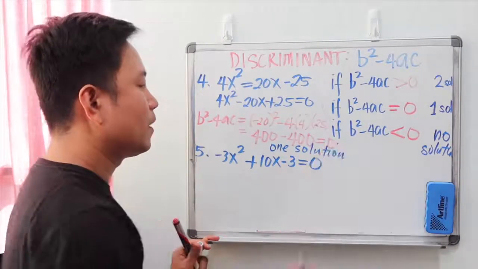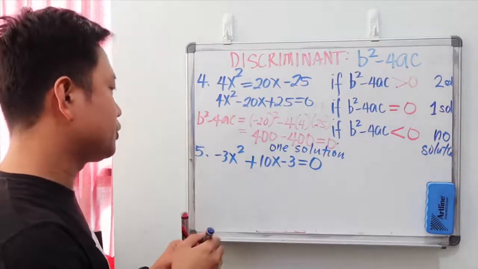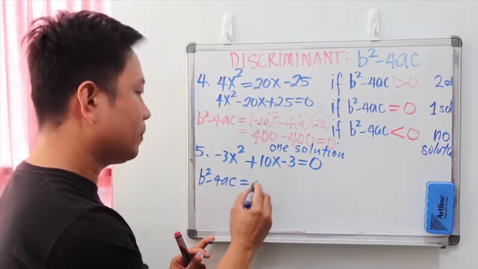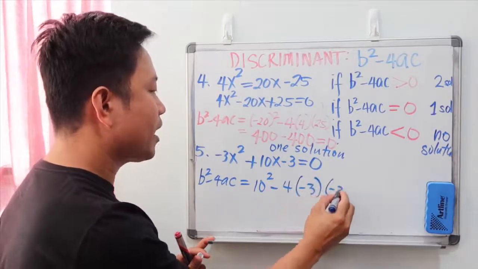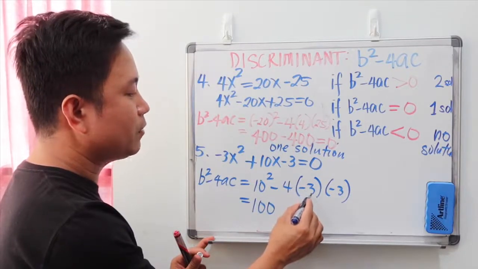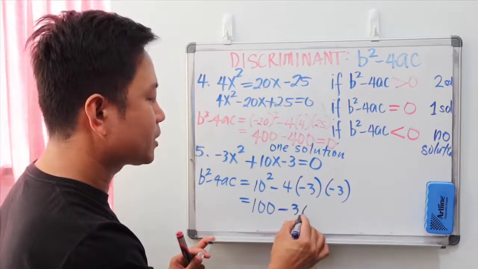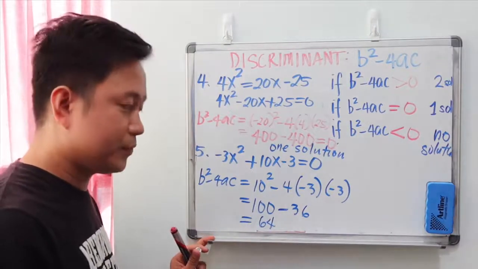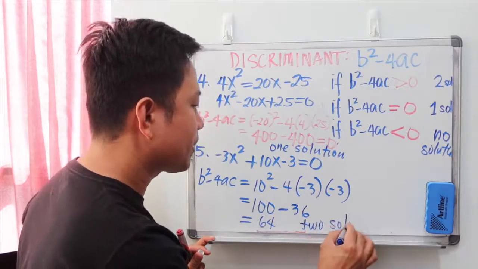What did you get for number 5? Yes, you will have two solutions. Here we have b squared minus 4ac, which will be 10 squared minus 4 times negative 3 times negative 3. That gives us 100. 4 times negative 3 is negative 12, and then times negative 3 gives 36. So this is now minus 36, and that gives us positive 64. Since the discriminant is positive, this quadratic equation will have two solutions.